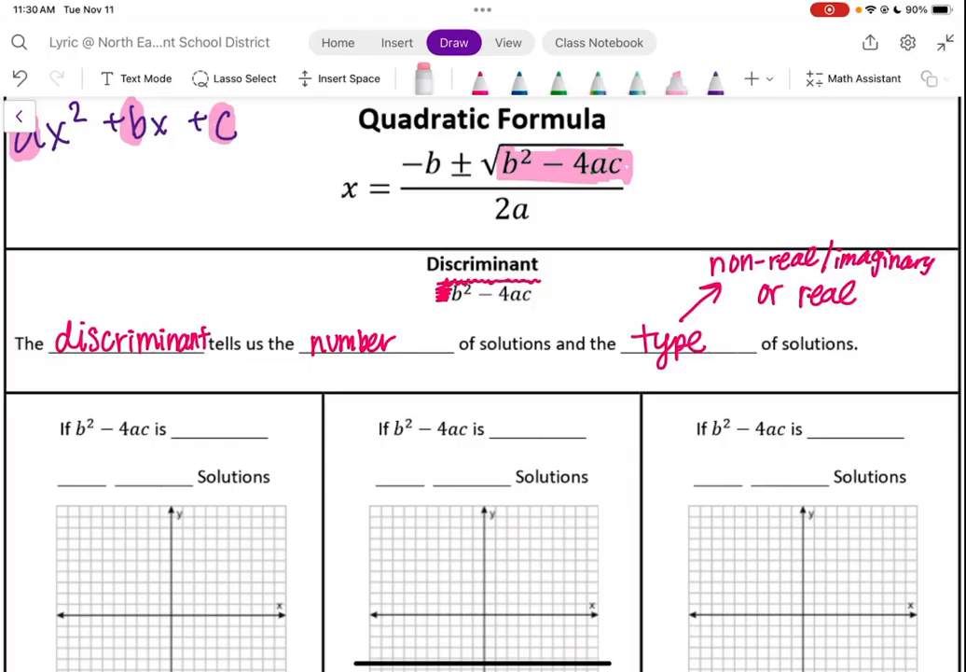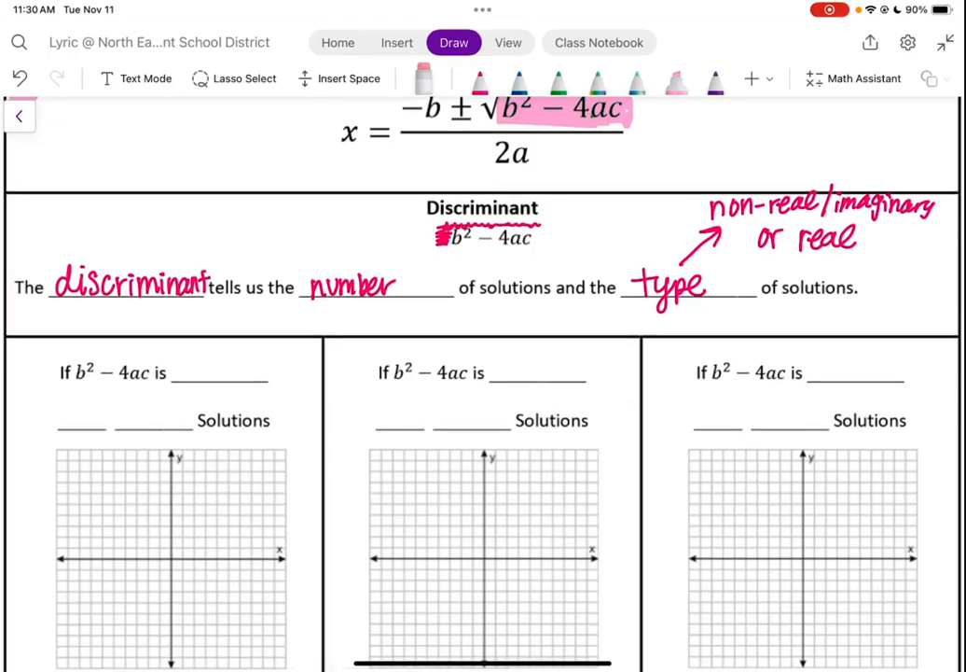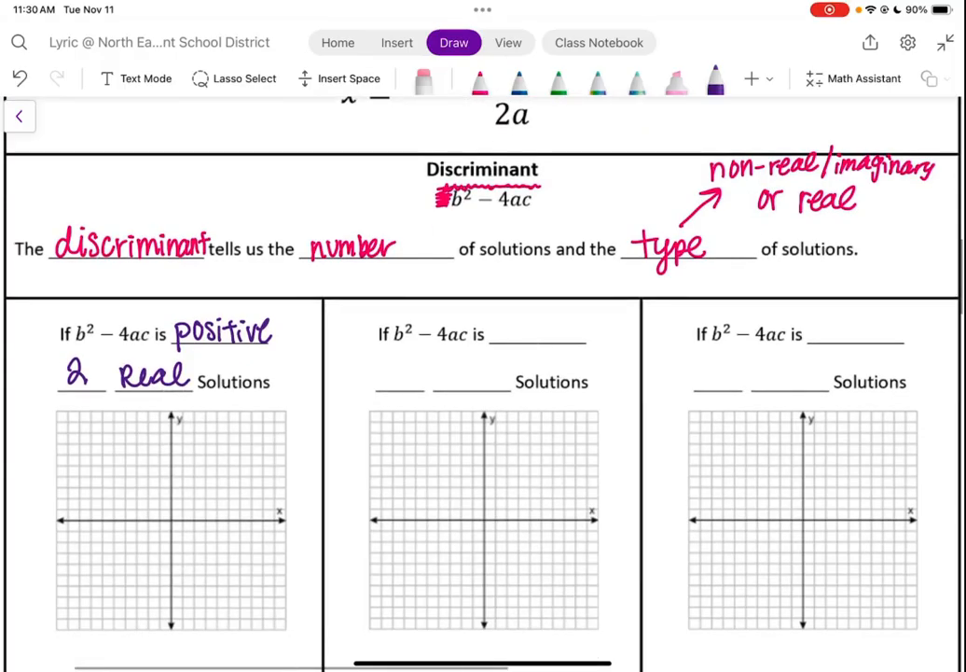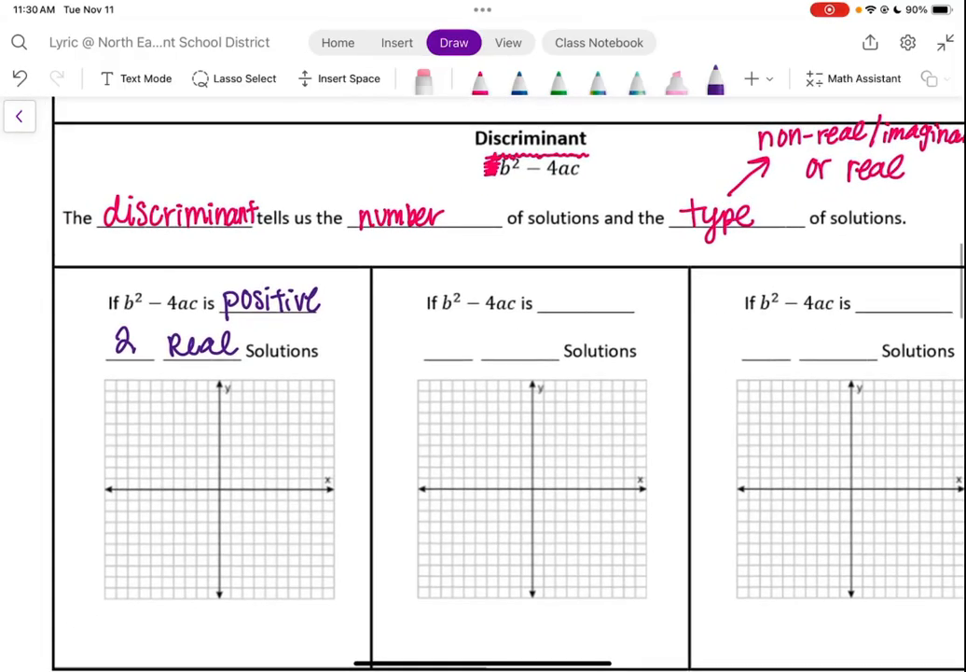Now, if the discriminant, what we calculate from the discriminant is a positive number, that means we have two real solutions. So two real solutions could look like this.